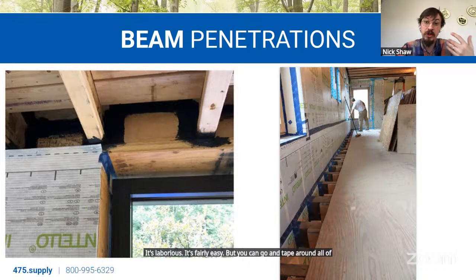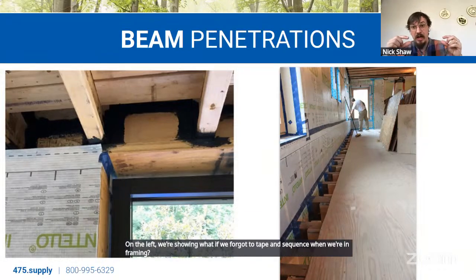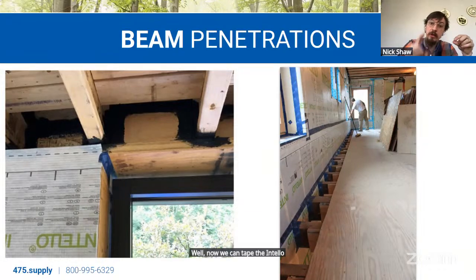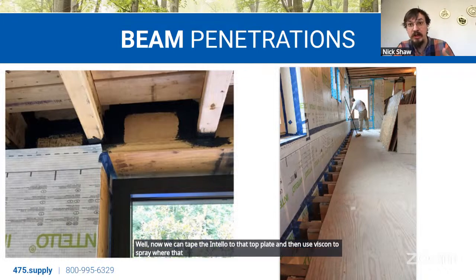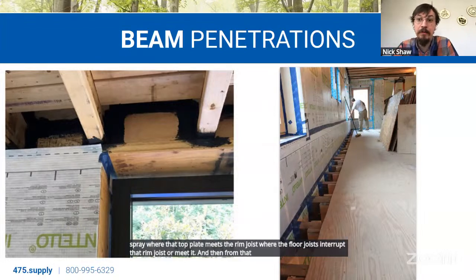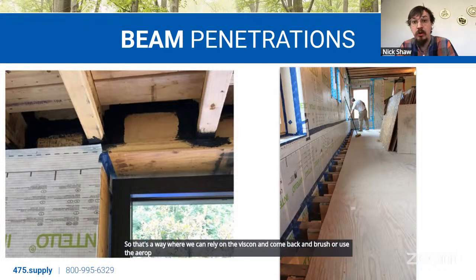On the left, we're showing what if we forgot to tape in sequence when we're in framing. Well, now we can tape the Intello to that top plate and then use Viscon to spray where that top plate meets the rim joist, where the floor joists interrupt that rim joist or meet it, and then from that meeting the subfloor above. So that's a way where we can rely on the Viscon and come back and brush or use the Aerofix gun to spray those joints for that air barrier continuity.